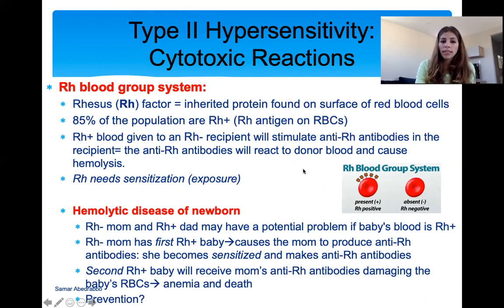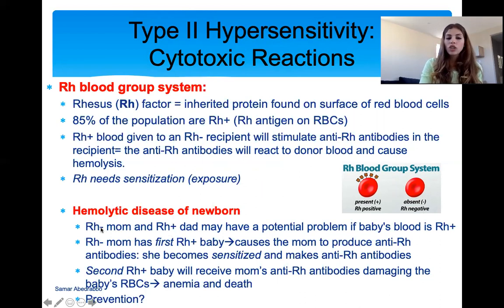And we're going to discuss this with hemolytic disease of the newborn. So when we say hemo, think of blood. Hemolytic disease is a disease where your own blood cells are attacked, lysis of the blood cells, and it happens in the newborn. So here's what happens. You have a mother who is negative for the rhesus factor, and she has a baby with a father that's positive. There's a potential problem here if the baby's blood is Rh positive.